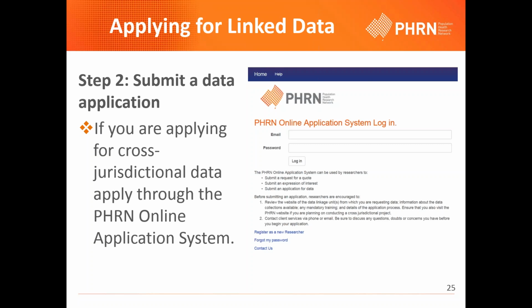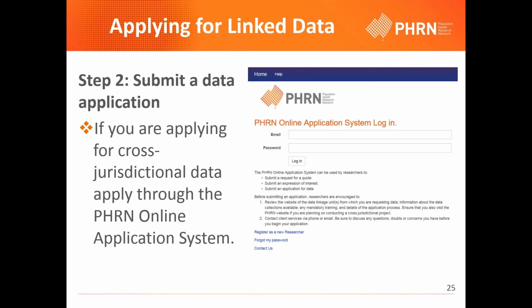Applying through the online application system also allows you to track the progress of your application. It allows the other researchers on your team to view the application form, and it also allows you to manage all your documents in one place. But before you go on to complete the online application form, it's best to review the PHRN website and also the relevant jurisdictional data linkage unit websites, because they'll have information about their data collections on there, any mandatory training that's required, and also the details of the application process.